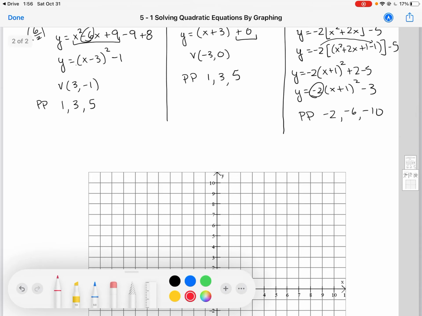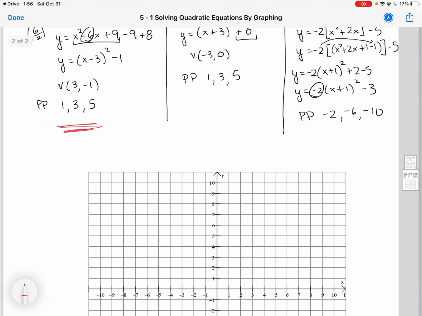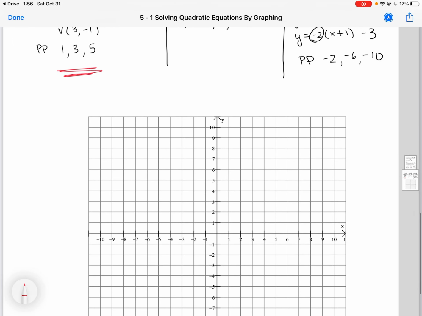So let's put those on our graph. I'm going to use red for the first one here. So I'll start with my vertex, 3, minus 1, over 1, up 1, over 1, up 3, and then over 1, up 5. 1, 2, 3, 4, 5. And then here we go. So this is my first parabola here. So this is A. And I'm going to identify my solutions, which is right where it crosses the x-axis. So I've got x is going to equal 2 and 4.